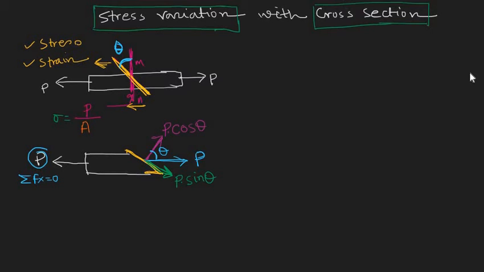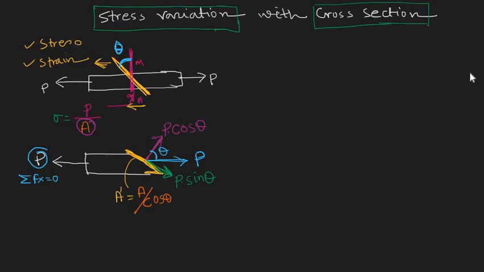So now what is the cross sectional area? This yellow color, what is this area? Initially, the area in this MN was A. So now it is simply A divided by cos theta. So you have all the parameters.